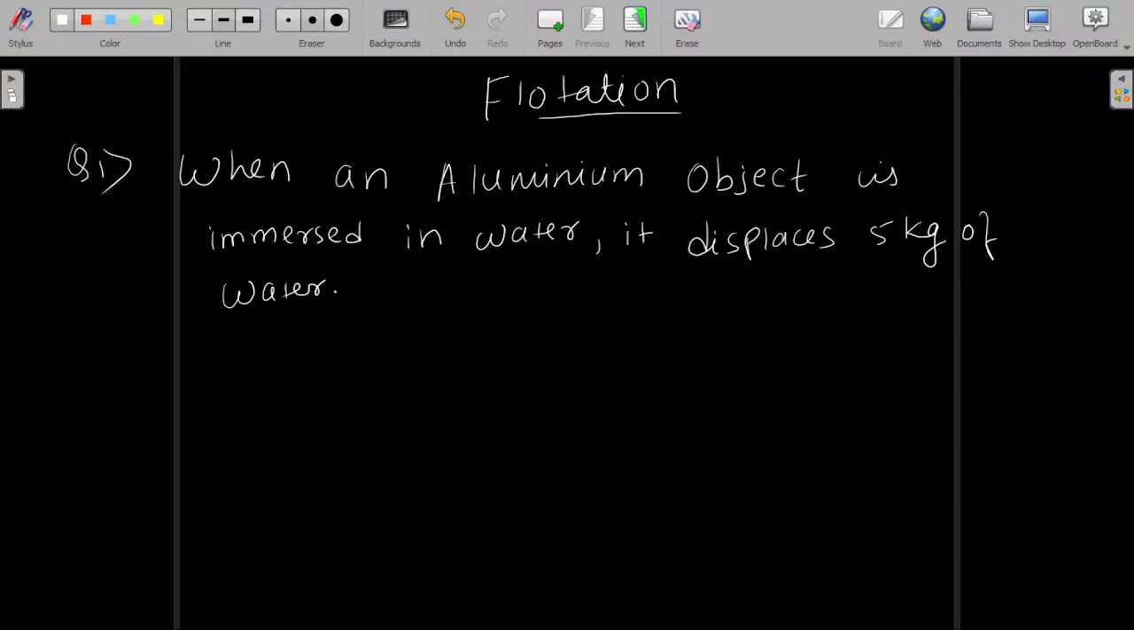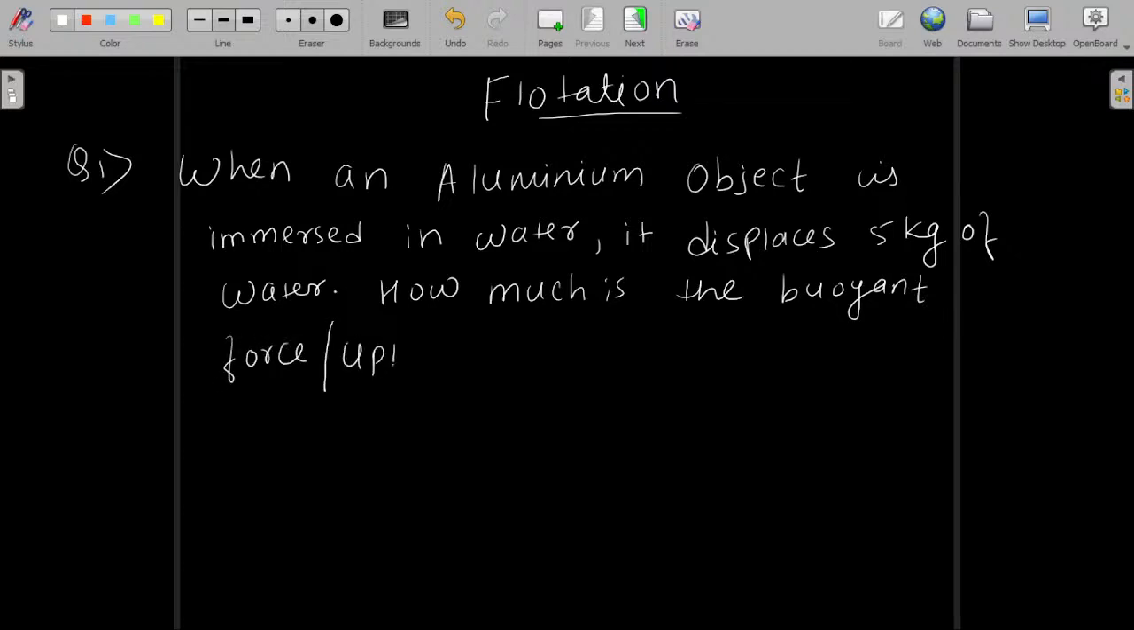How much is the buoyant force? Buoyant force, or upthrust, acting on the aluminium object.